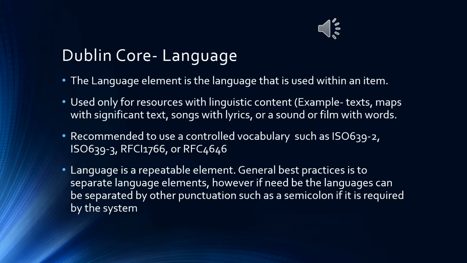The language element only applies to linguistic content. Things such as images generally should not have a language element unless there are significant amounts of text in the image. It is recommended that the language element use a controlled vocabulary such as ISO 639-2, ISO 639-3, RFC 1766, or RFC 4646. This element is repeatable.